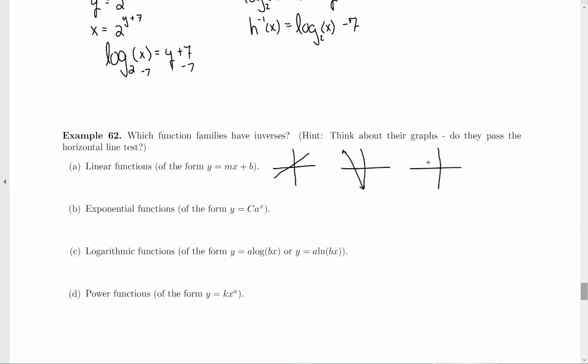However, a horizontal line with the equation, for example, y equals 2, isn't going to pass the horizontal line test. It's going to hit in a whole lot of different places. So in this case, a linear function will have an inverse as long as it's not a horizontal line. So all linear functions except horizontal lines.